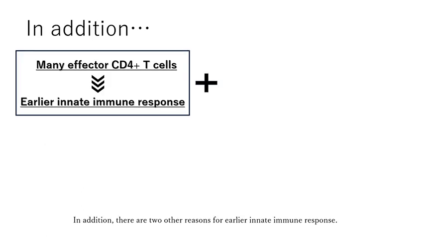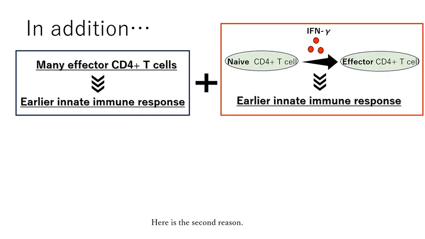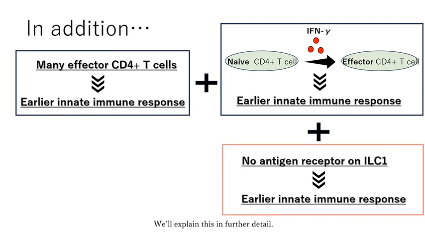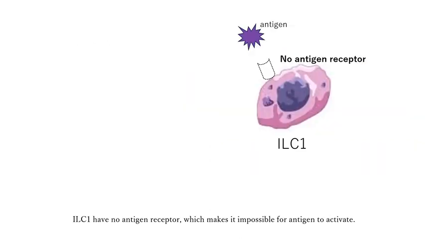In addition, there are two other reasons for earlier innate immune response. Here is the second reason. Interferon gamma promotes differentiation of naive CD4 plus T cells. Here is the third reason. We'll explain this in further detail.